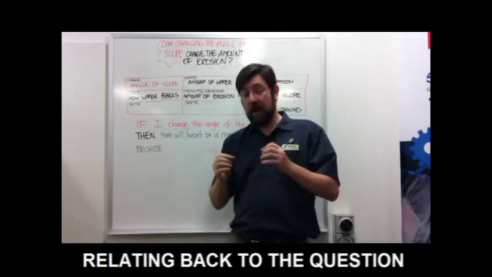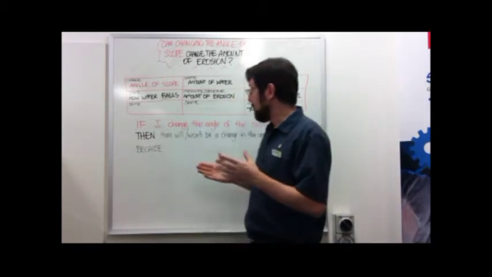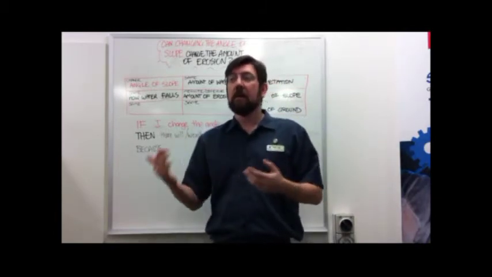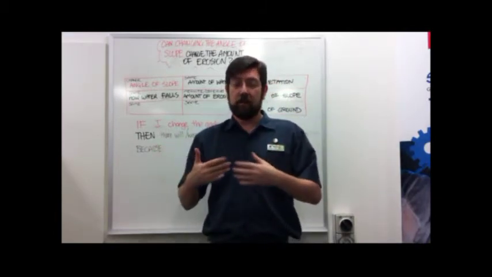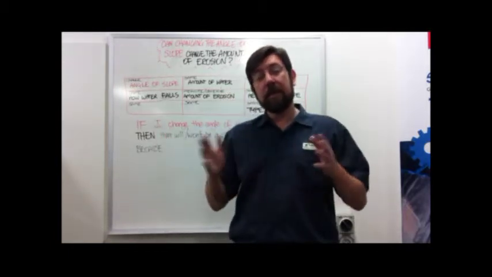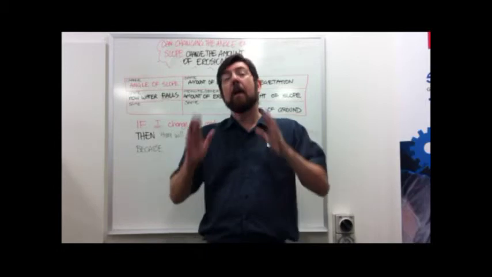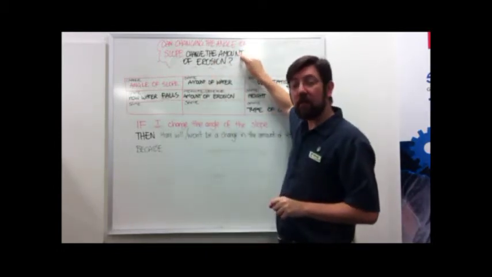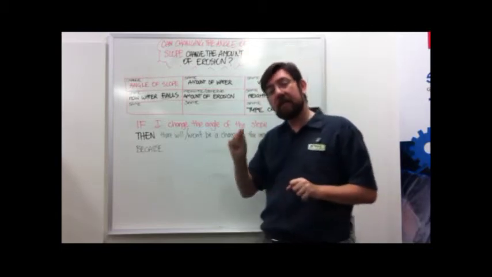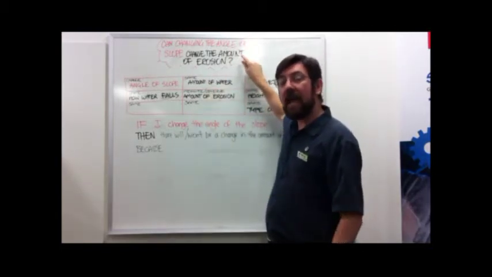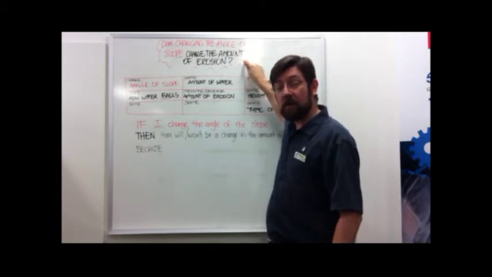Some students, without that guidance, would write a prediction like this. If I run water over a slope, then dirt will get pushed down to the bottom because the water will wash it there. Now that might be a perfectly valid prediction, but it's not answering that question. So we need to be saying to the students, the prediction you have is how you think this question will be answered.